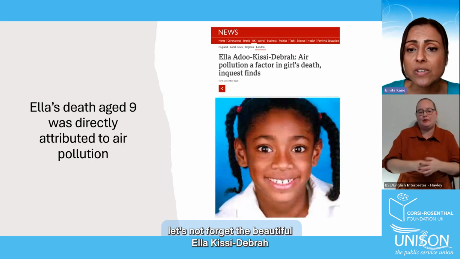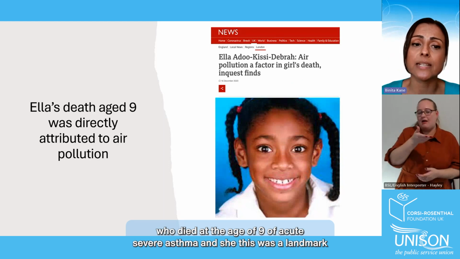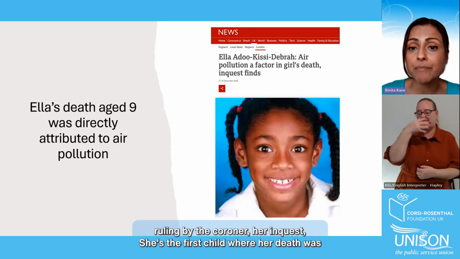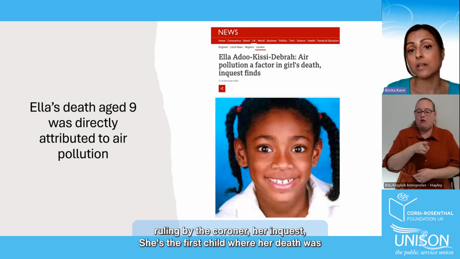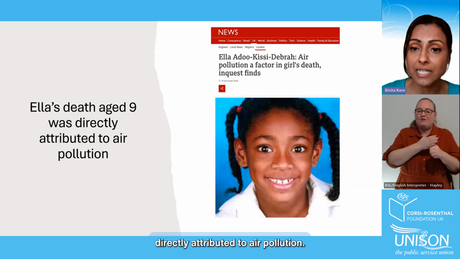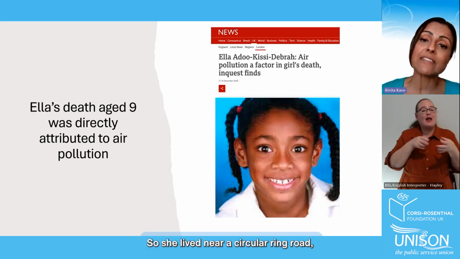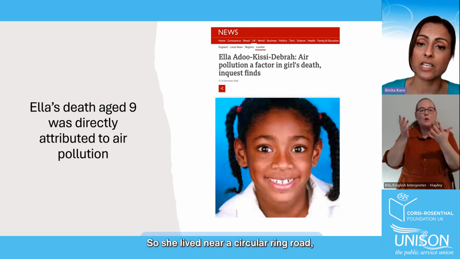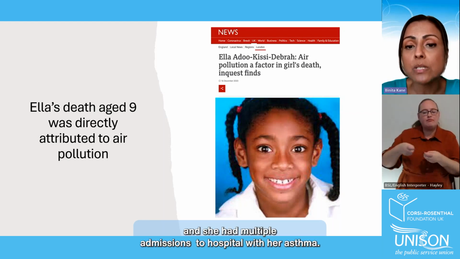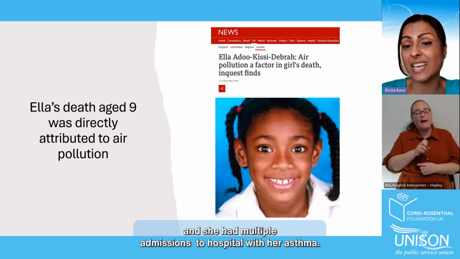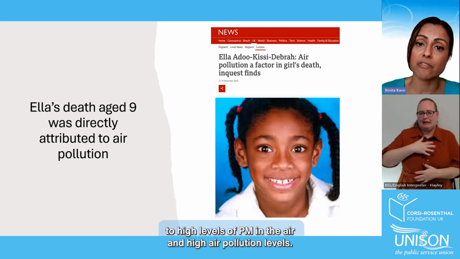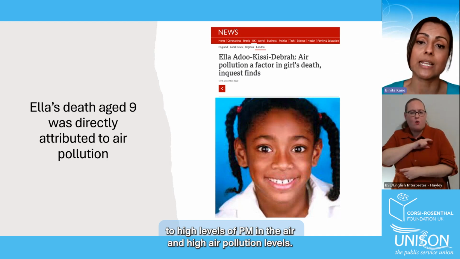Let's not forget the beautiful Ella Kissi-Debrah, who died at the age of 9 of acute severe asthma. And this was a landmark ruling by the coroner at her inquest. She's the first child where her death was directly attributed to air pollution. So she lived near a circular ring road, and she used to have to walk along a polluted route to school. And she had multiple admissions to hospital with her asthma. And each of those admissions was tracked to high levels of PM in the air and high air pollution levels.